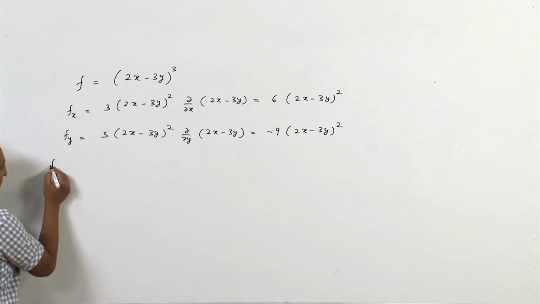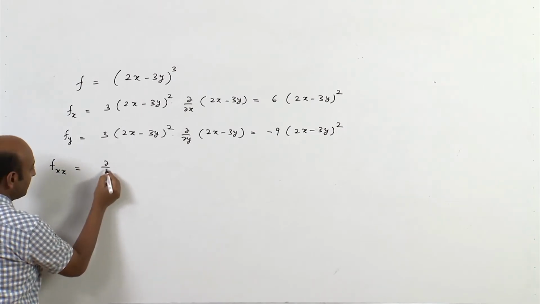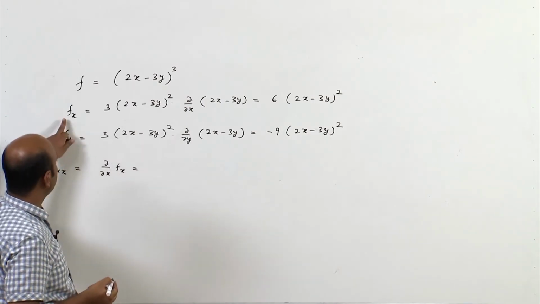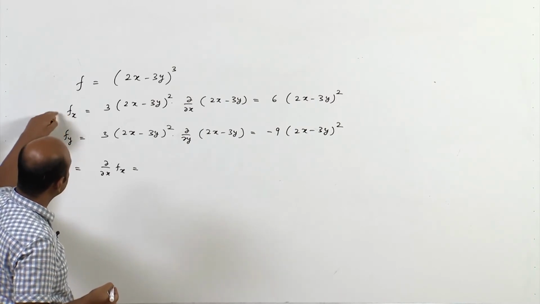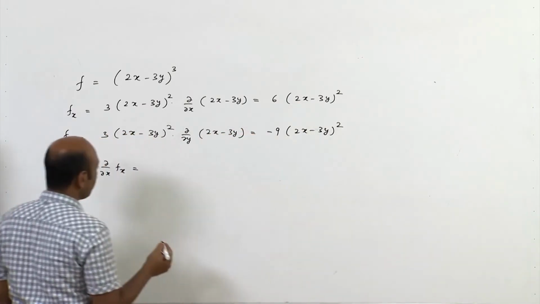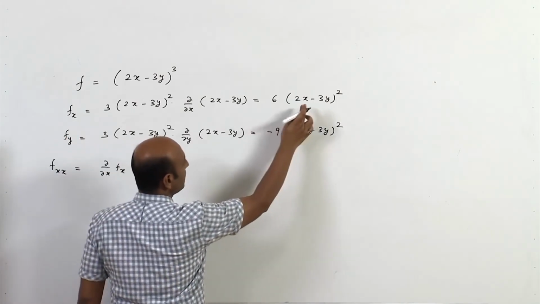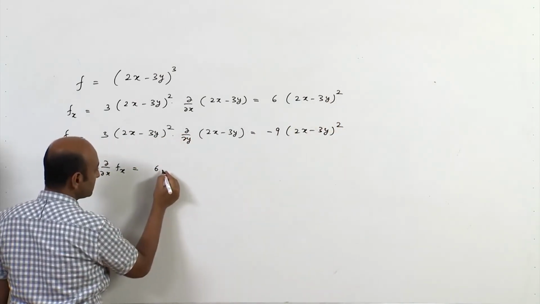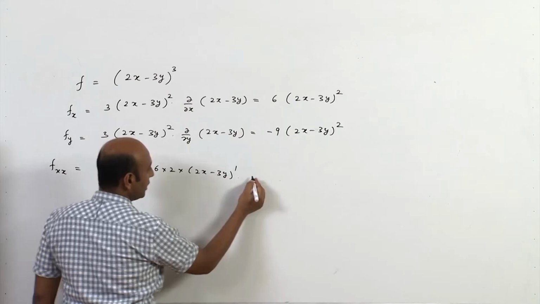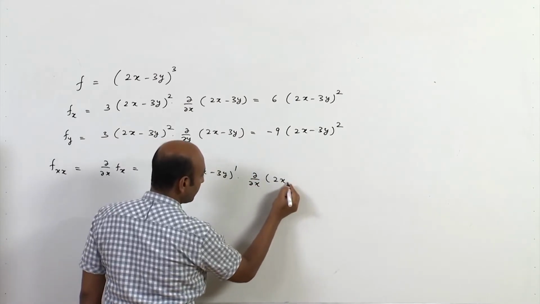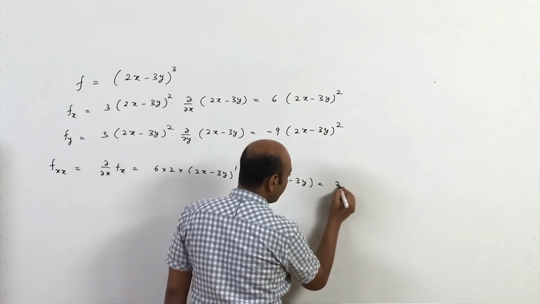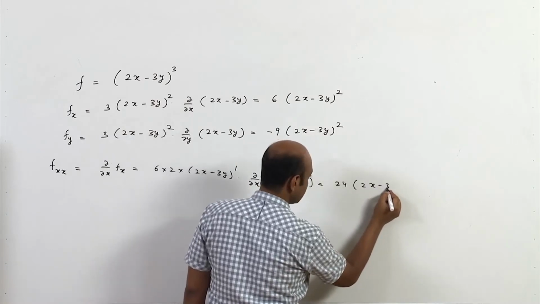Now, suppose you want to compute f x x. F x x means del by del x of f x. You have to differentiate f x with respect to x again partially. So, when you differentiate this partially with respect to x again, what will we obtain? This is again 6 into t square, which is 6 into 2 into (2x minus 3y) raised to power 1, into del by del x of t again, which is 2. 6 into 4 is 24, so 24 (2x minus 3y).